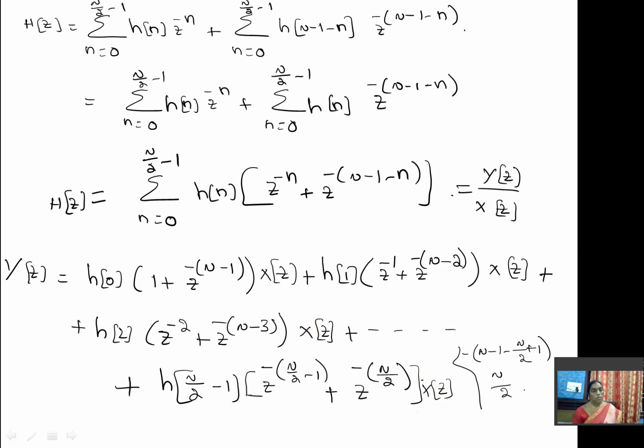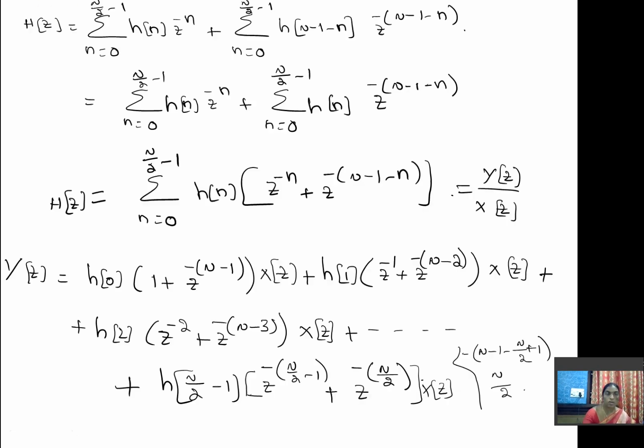So now, the realization structure for this equation. We have to realize that the structure is said to be linear phase realization structure for n even. Okay, right. So now see this, the realization structure, and here this formula, first what is that? h of 0 into 1 plus z power minus of n minus 1.